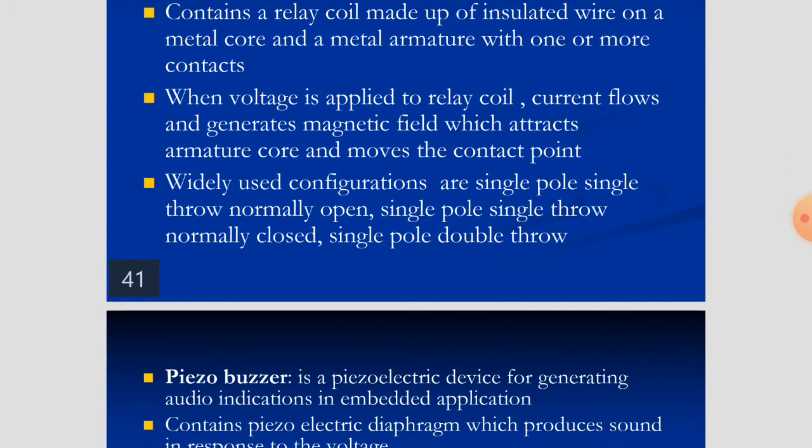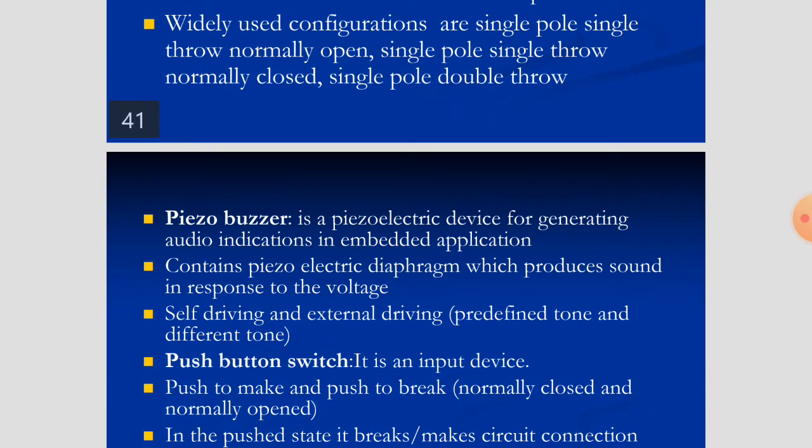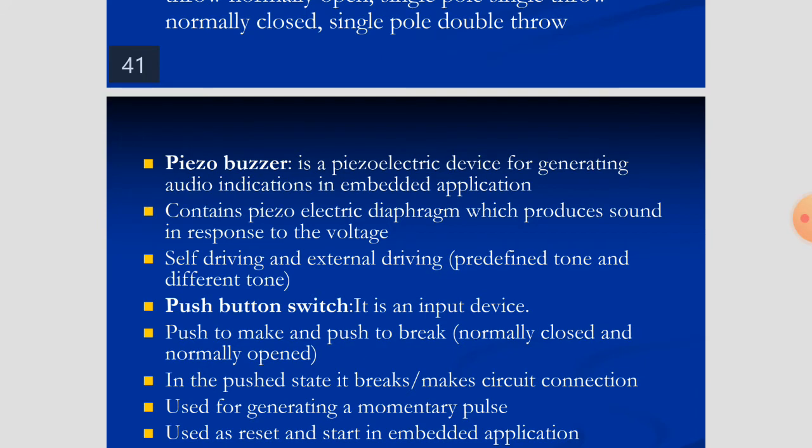Here you have different types of configurations. You can use different types of relay, for example, single pole single throw normally open, single pole single throw normally closed, or single pole double throw. Like that, you will get different types of configurations in a relay.